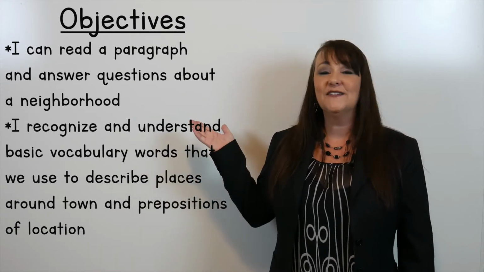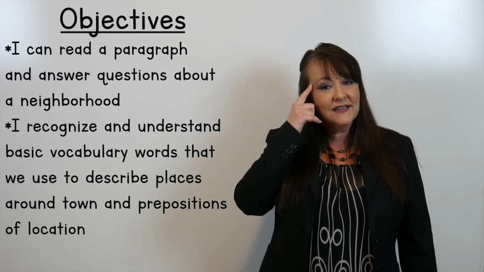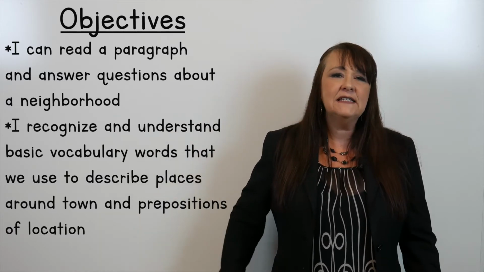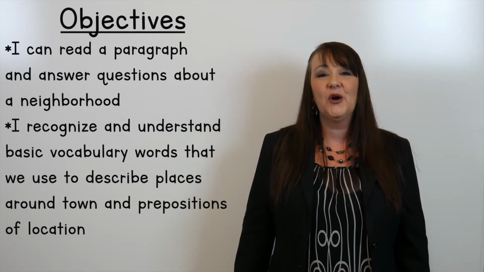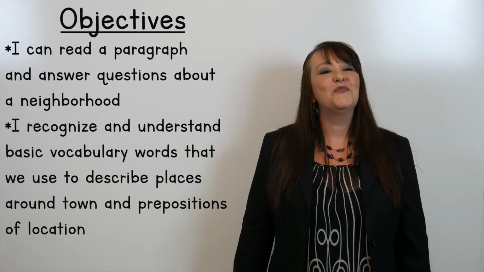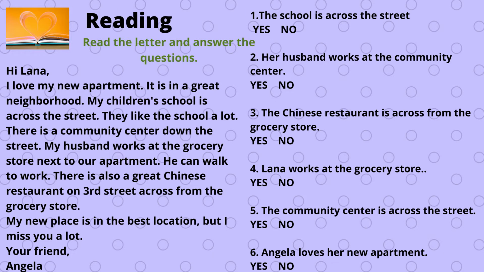The second objective says, I recognize and understand basic vocabulary words that we use to describe places around town and prepositions of location. Let's go ahead and read a paragraph. On your screen, you see a paragraph and 6 questions. This paragraph is actually a letter to Lana from Angela. Listen to me read this letter and you follow along.